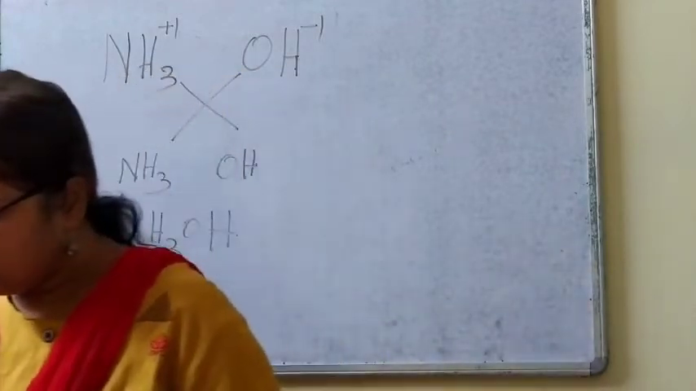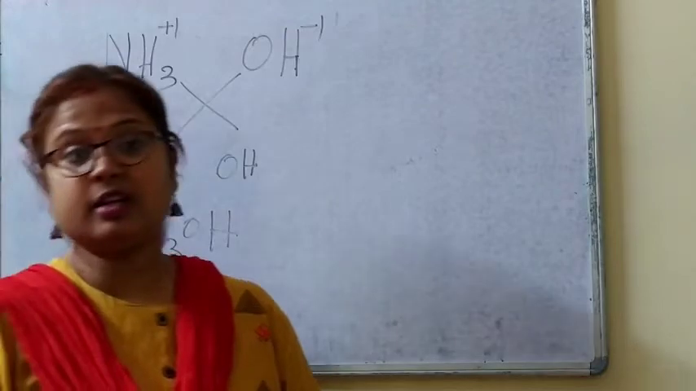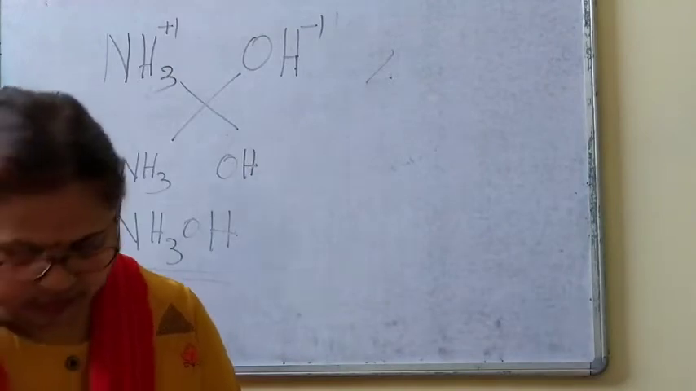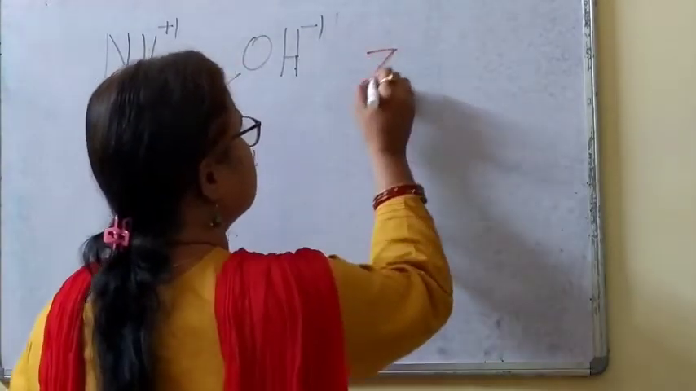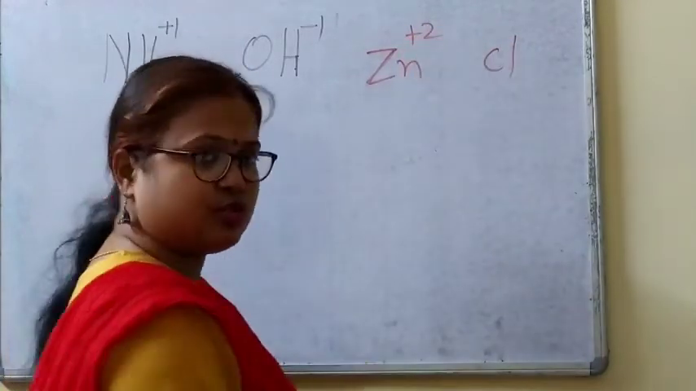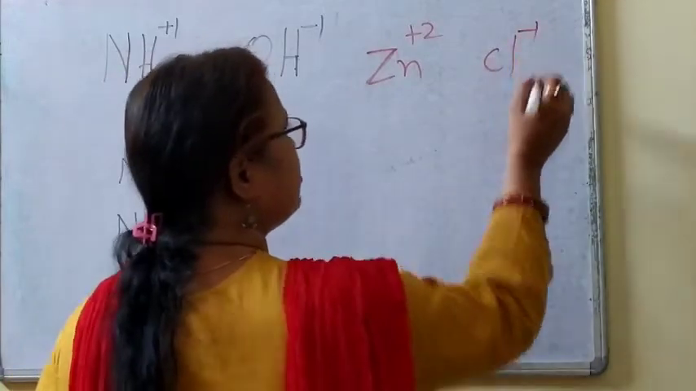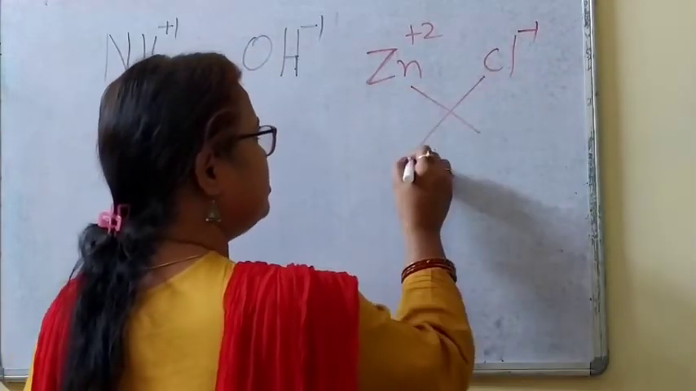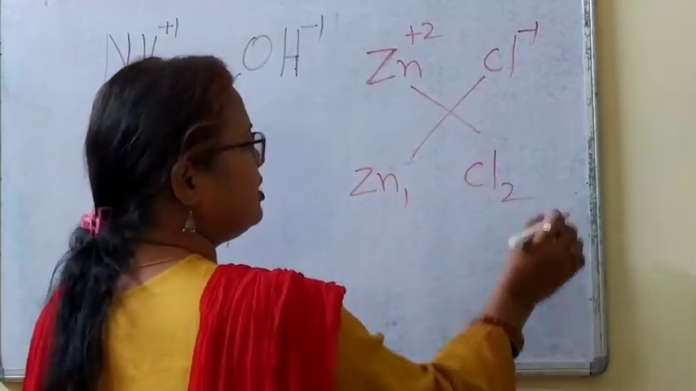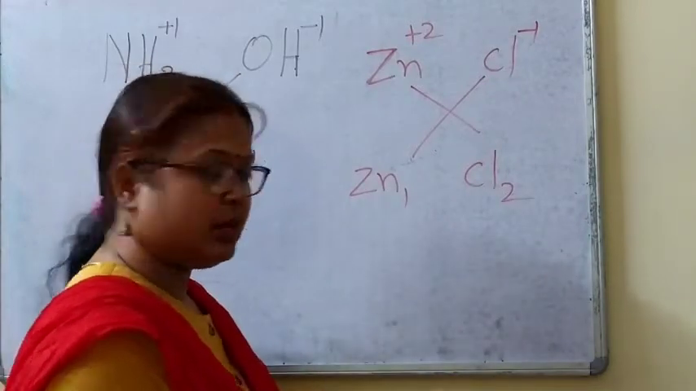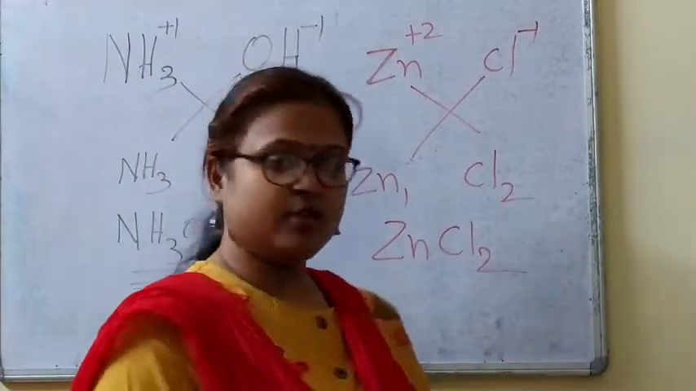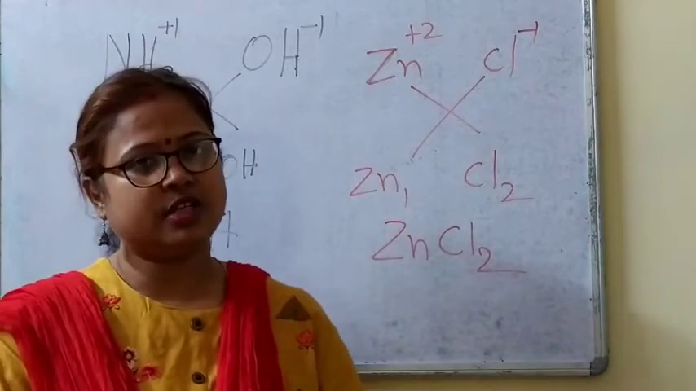Okay. Now the next is zinc chloride. Zinc, Zn, and chloride, Cl. So valency of zinc is +2, means 2, and valency of chlorine is 1. So crisscross method. With zinc we write the valency of chlorine, and with chlorine we write the valency of zinc. Then we combine to get ZnCl2. This is the formula of zinc chloride.